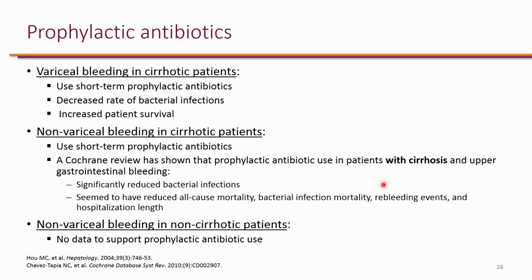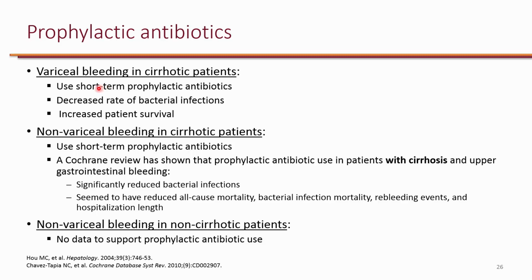Now, that was for management of the ulcer bleeding. In general, for patients who have GI bleeding, the question is, do they need prophylactic antibiotics to prevent infection? So what patient population are we talking about when it comes to upper GI bleeding? In patients with cirrhosis, if they have variceal bleeding, definitely they need short-term prophylactic antibiotics, as I mentioned earlier. It's shown to decrease the rate of bacterial infection as well as increase survival. So we can decrease mortality by giving antibiotics to patients with variceal bleeding.